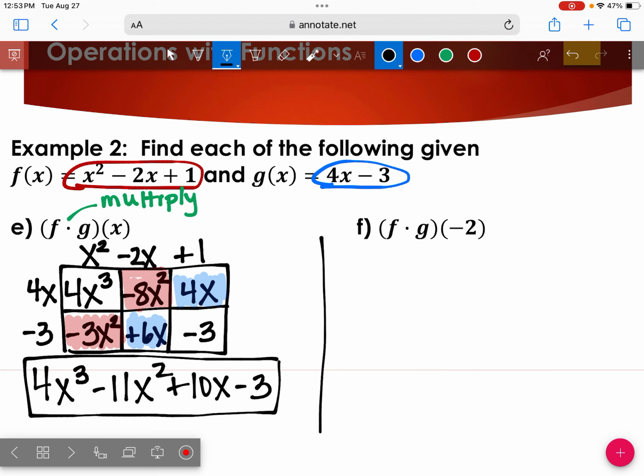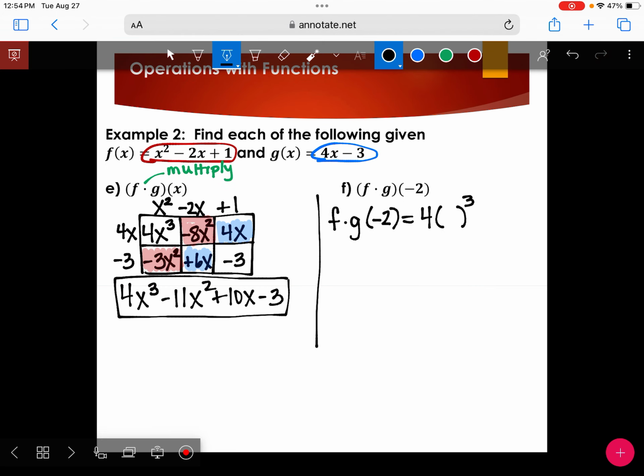All right, one way to do part F would be to use this equation that we came up with and plug in the negative 2. Because what this is telling you to do is to take F times G and then put in a negative 2. We already found F times G. So to find F times G of negative 2, we would use that equation, which is 4x cubed.